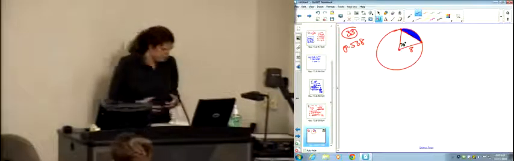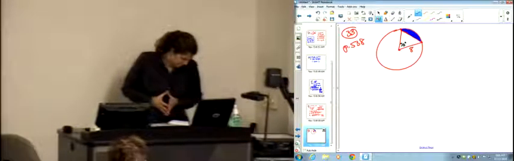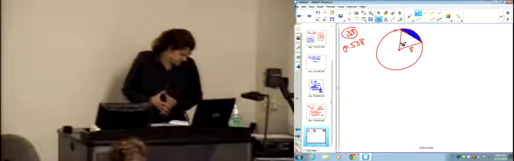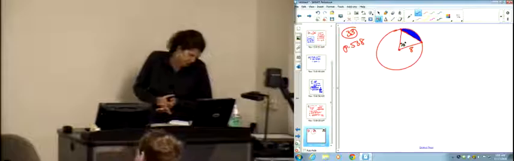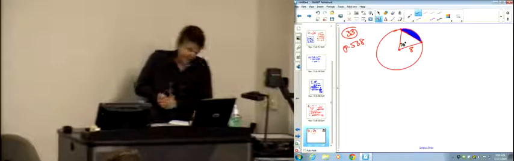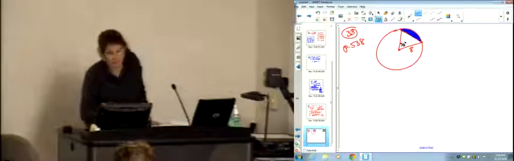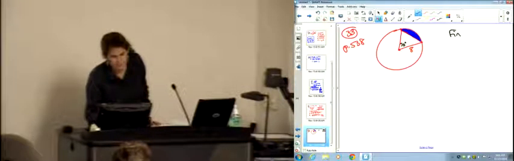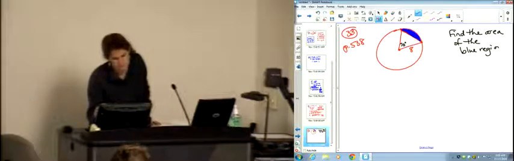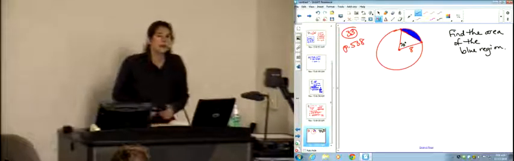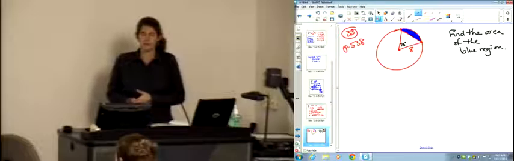And the question here says, find the area of the segment shaded in blue in the figure of a circle whose radius is 8 feet formed by a central angle of 70 degrees. So just what we have drawn, what we're trying to do is find the area of the blue part. How would we go about finding the area of that blue part there?